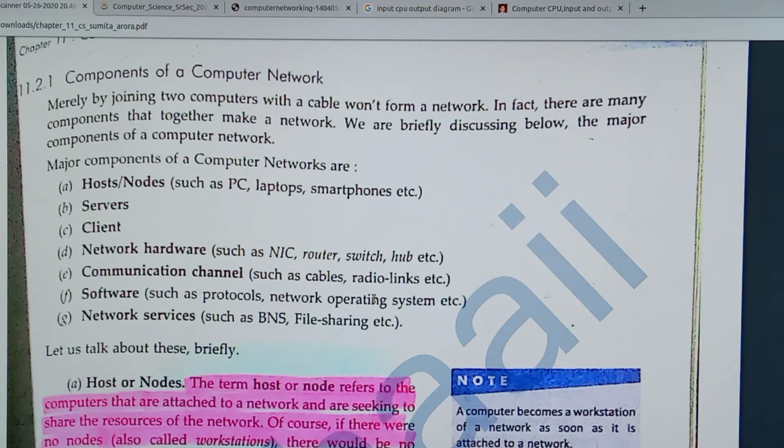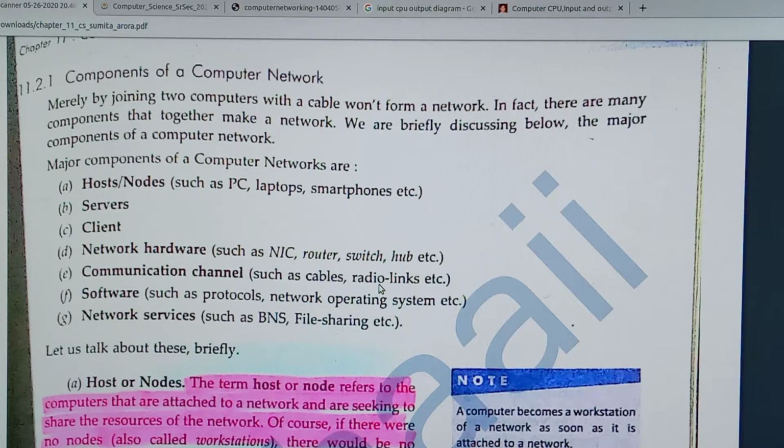So good morning all. In the previous video we started studying computer networks. We studied what a computer network is, and its advantages and disadvantages. I hope you all understood the previous video. Today we are going to study the components of a computer network.